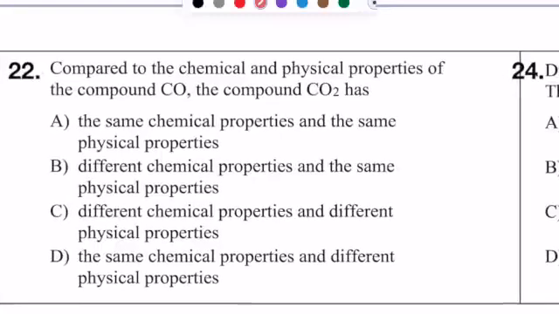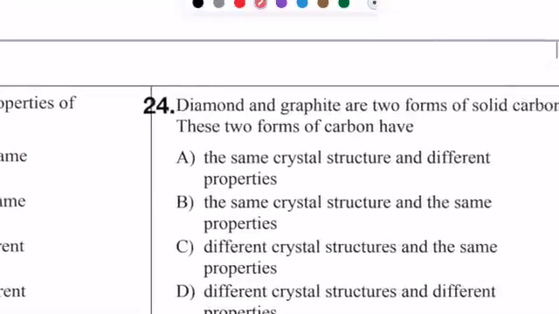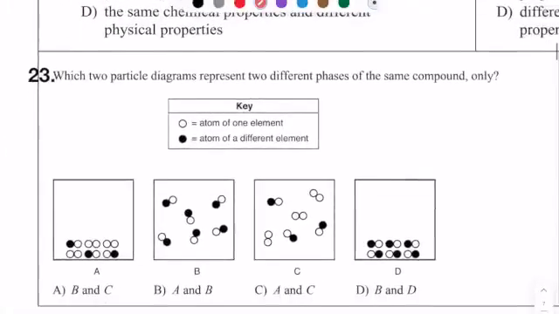So for number 22, compared to the chemical and physical properties of the compound CO, the compound CO2 has, now as you can see, they are two different compounds, and whenever we have two different types of substances, they are always going to have different properties. I can kind of guarantee that this question or something similar to this is going to show up on your exam. So please make sure that you remember that whenever we have two different substances, they always have different properties, both chemical and physical. So your answer in this case is going to be different chemical properties and different physical properties. Then for number 23, we see a particle diagram.